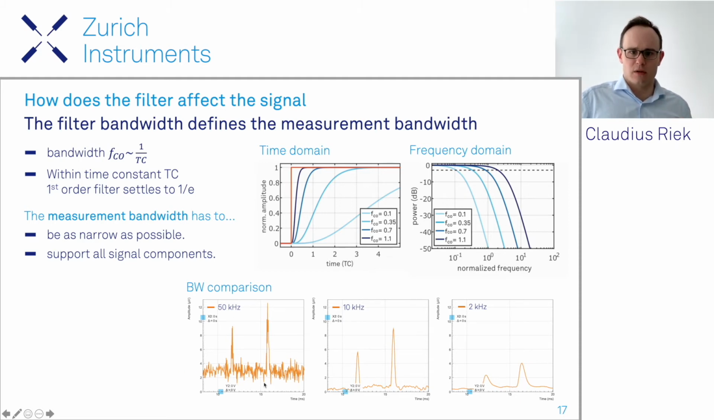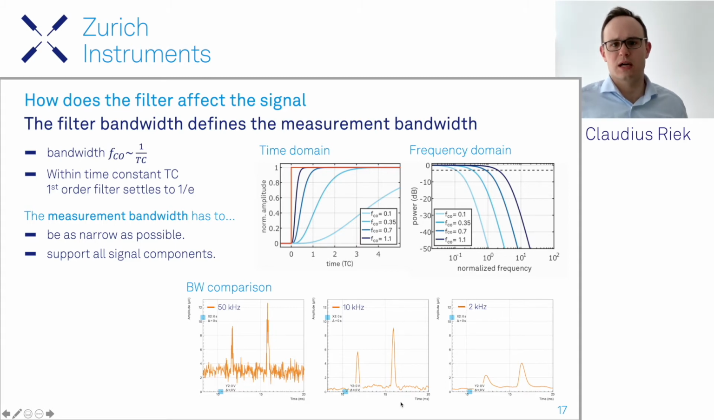And on the bottom you see a bandwidth comparison of this. On the left hand side you see a 50 kilohertz filter, which is still pretty noisy. It has those nice peaks. In the middle you see kind of the best possible choice here. It's a 10 kilohertz filter. The noise is much lower, but the peaks are very well distributed.